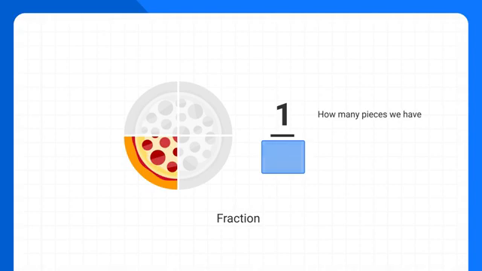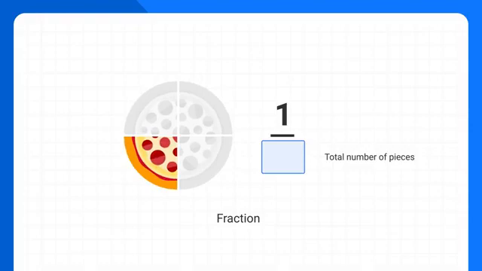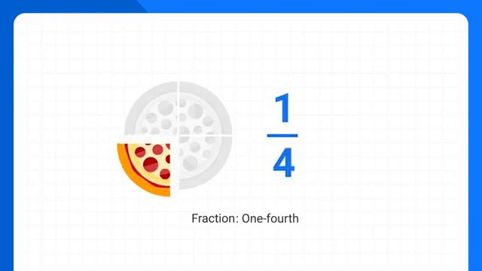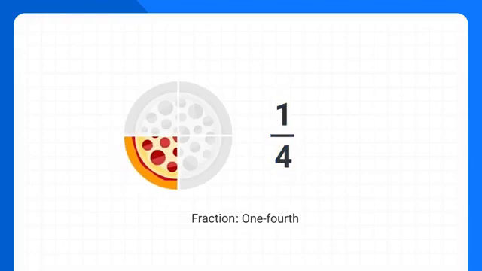The bottom number of a fraction tells us the total number of pieces, which here means the total number of pieces in a whole pizza. When we look at the pizza, we can see that there are 1, 2, 3, 4 pieces in the whole pizza. So the bottom number of our fraction will be a 4. We read this fraction by saying 1/4. And so we can say we have 1/4 of a pizza left.